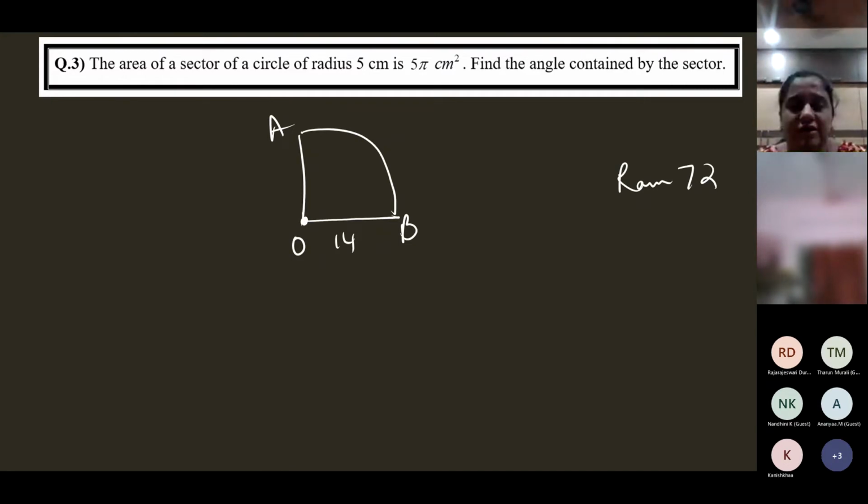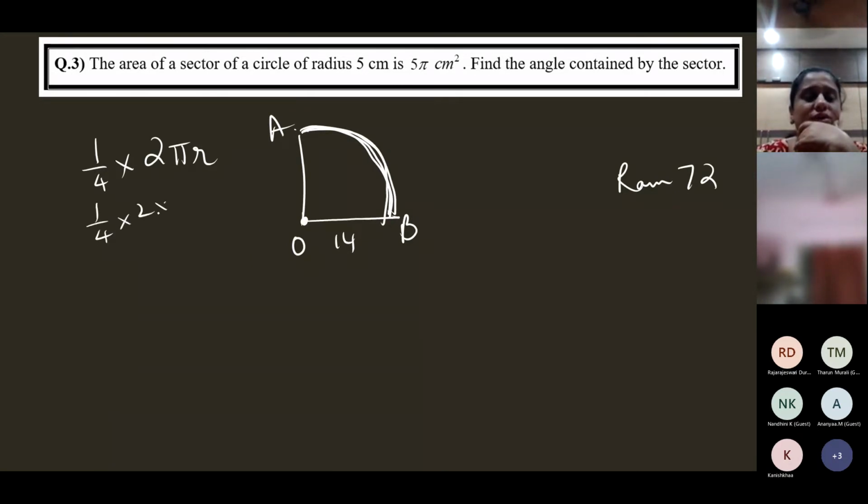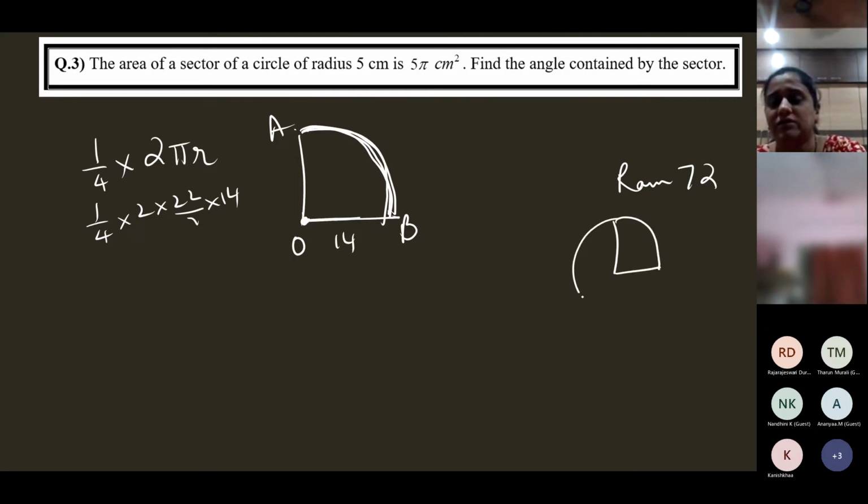How do you find the length of this arc? What's the formula to find the length of the circle? The circumference of the circle is 2 pi r. How much is this one? 1/4 of 2 pi r, right? So 1 by 4 into 2 into 22 by 7 into r, which is 14. See, this is the radius, and this is a quadrant.